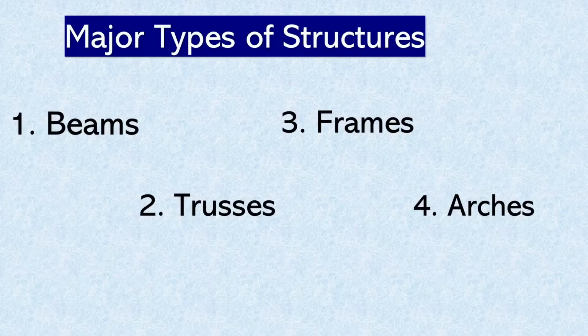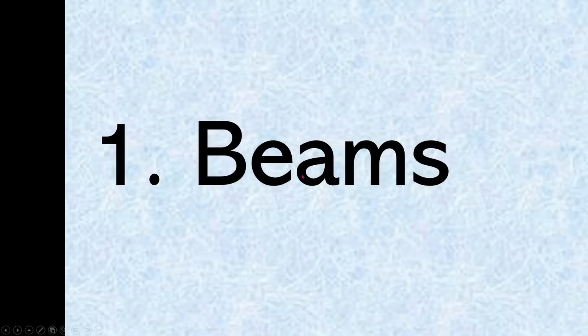Sa video natin ngayon, I will try to discuss the major types of structures, which are beams, trusses, frames, and arches, and then we'll try to look into their purpose and utility. So first, we have our beams. Now click natin. Itong beams are types of structures used in construction to provide a safe and efficient load path to distribute weight throughout the foundation of a building.